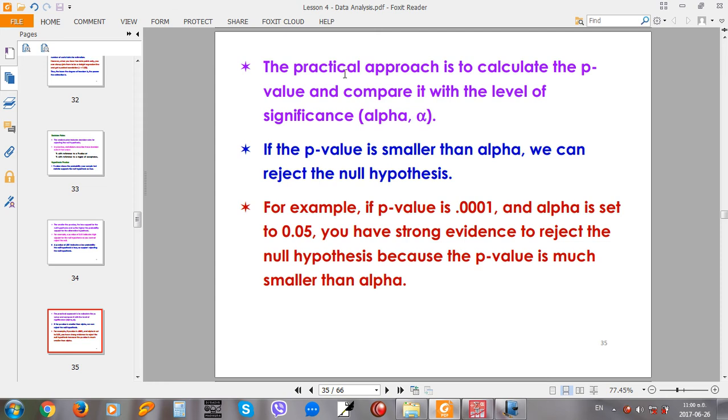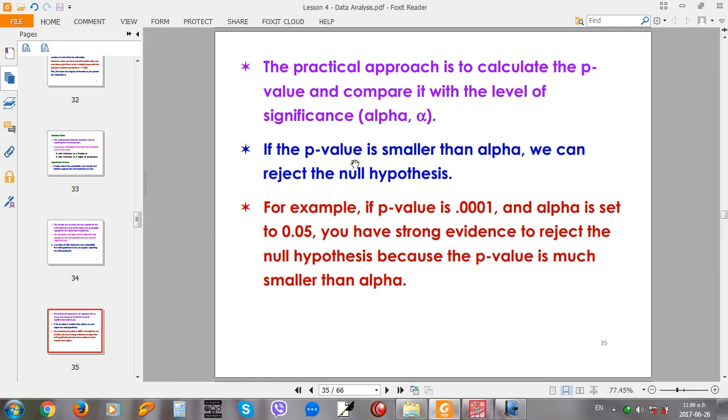If it is 99%, that means 0.99. If you subtract it from 1, alpha becomes 0.01, right? If the p-value is smaller than alpha, we can reject the null hypothesis. Keep this in your mind. This is a very important sentence: if the p-value is less than alpha, we can reject the null hypothesis.